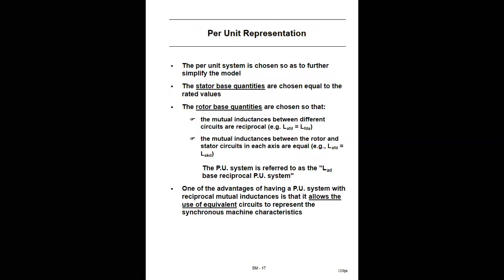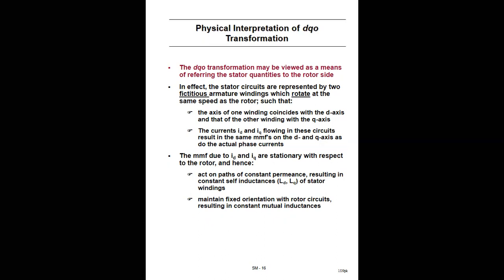The further part about the per unit representation, we have already discussed. So up to the physical interpretation of the DQO transformation, we have studied the mathematical model equations of the synchronous generator and how we can transform the quantities from the stator to the rotor of the synchronous generator with the help of the DQO or Park's transformation. Thank you.